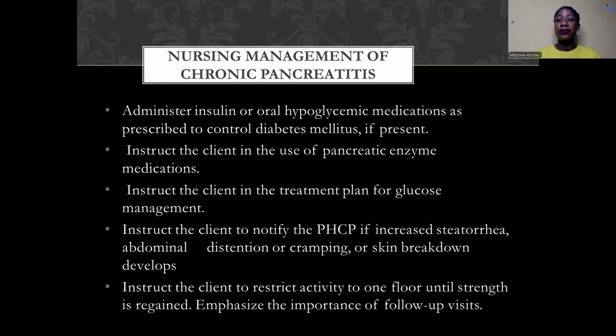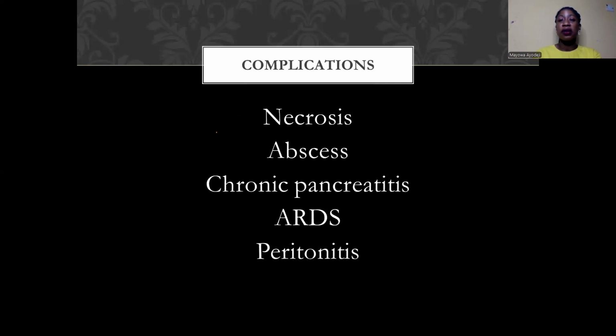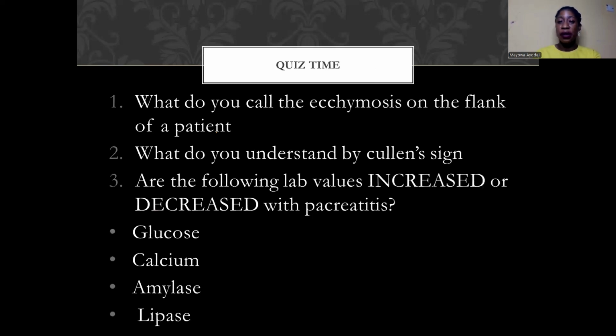Instruct the client in the treatment plan for glucose management. Instruct the client to notify the primary care provider if there is increased steatorrhea, that's fatty stool, abdominal distension, cramping, or skin breakdown develops. Instruct the client to restrict activity to one floor until strength is regained. Emphasize the importance of follow-up visits. Now, what are the complications? There might be necrosis. So if acute pancreatitis is not treated as soon as possible, then patients might have abscess, necrosis. It can lead to chronic pancreatitis. It can lead to acute respiratory distress syndrome and peritonitis.